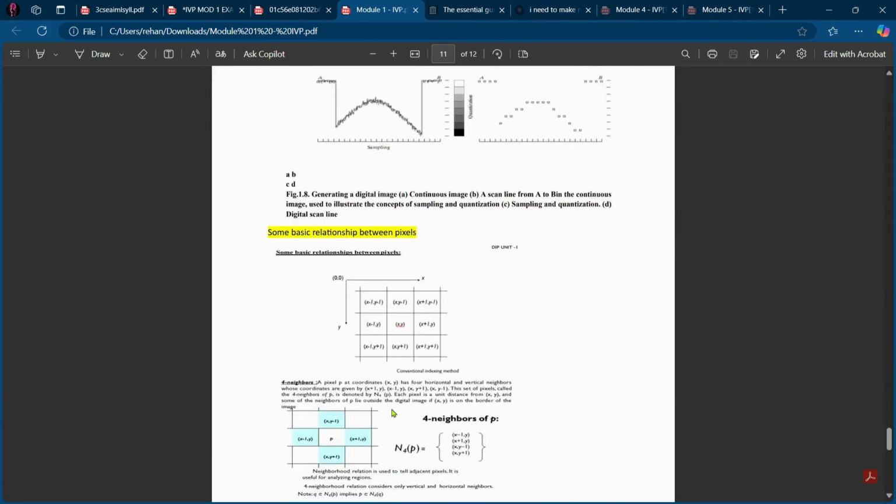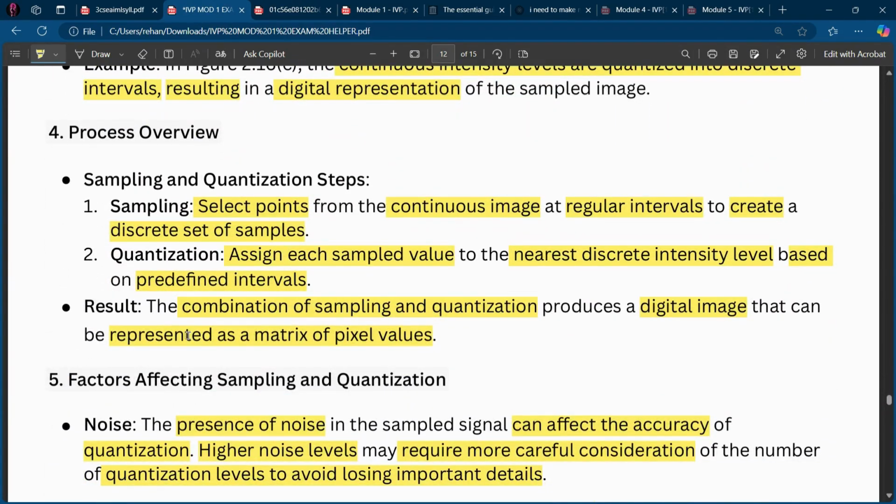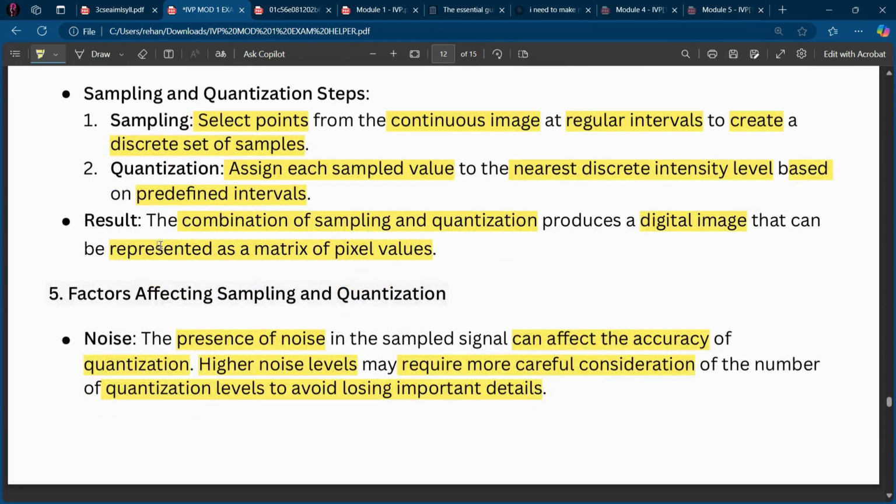Then we have the process overview. Sampling is about selecting points from the continuous image at regular intervals to create a discrete set of samples. Quantization assigns each sample value to the nearest discrete intensity level based on predefined intervals. The result: combining sampling and quantization produces a digital image that can be represented as a matrix of pixel values.